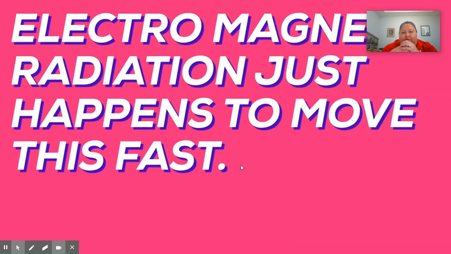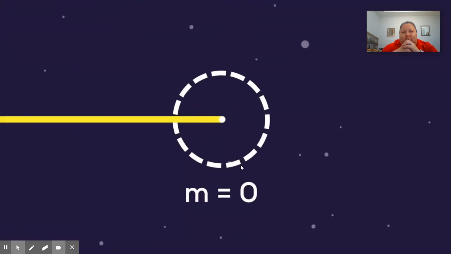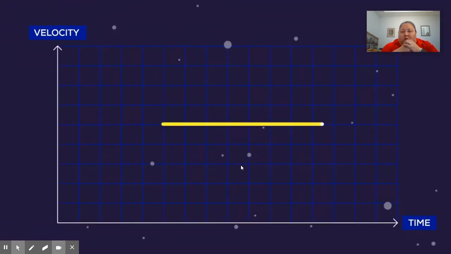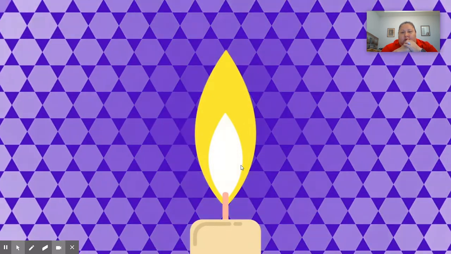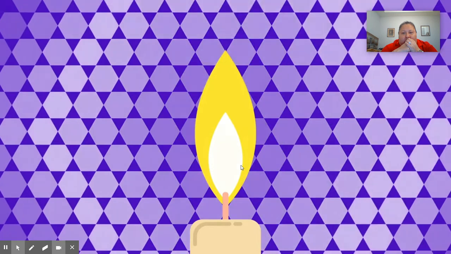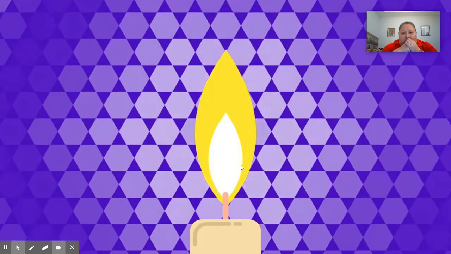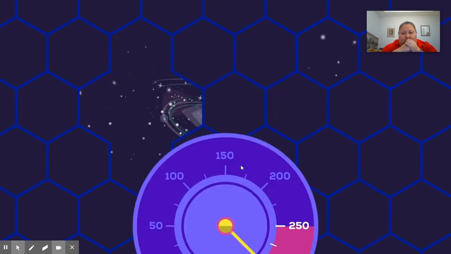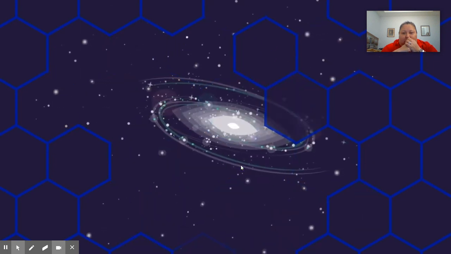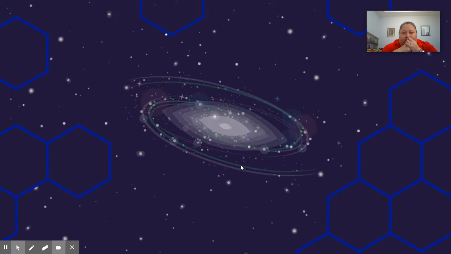Electromagnetic radiation just happens to move this fast. Any particle that has no mass travels at c, without acceleration or any in between. The light that's being released from a candle does not speed up until it reaches light speed. At the very instant of its creation, its speed is c. So why is c, or the speed of light, finite then? Well, nobody knows. Our universe is just built this way. We don't have a smart answer here.